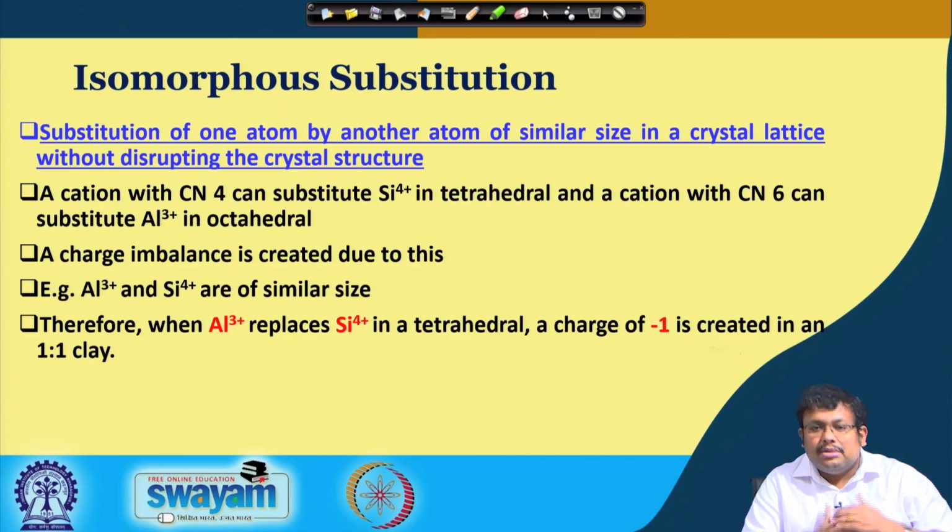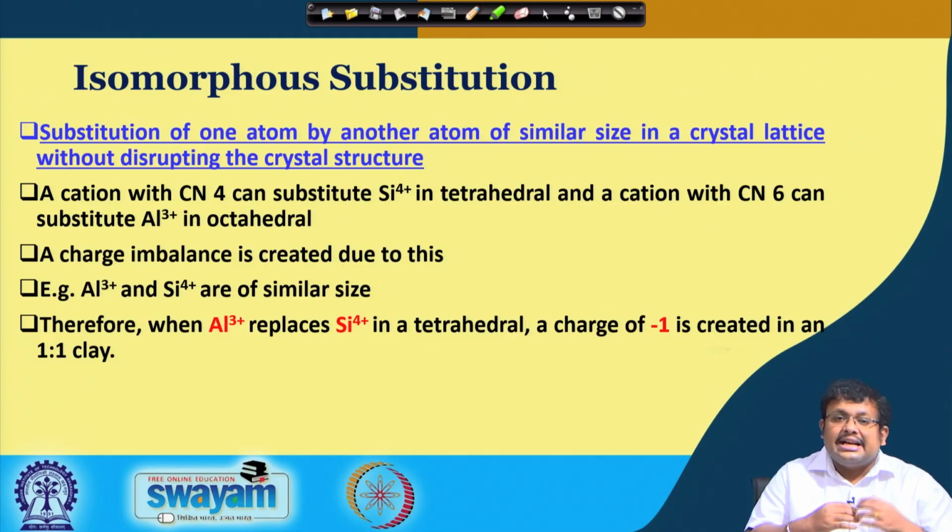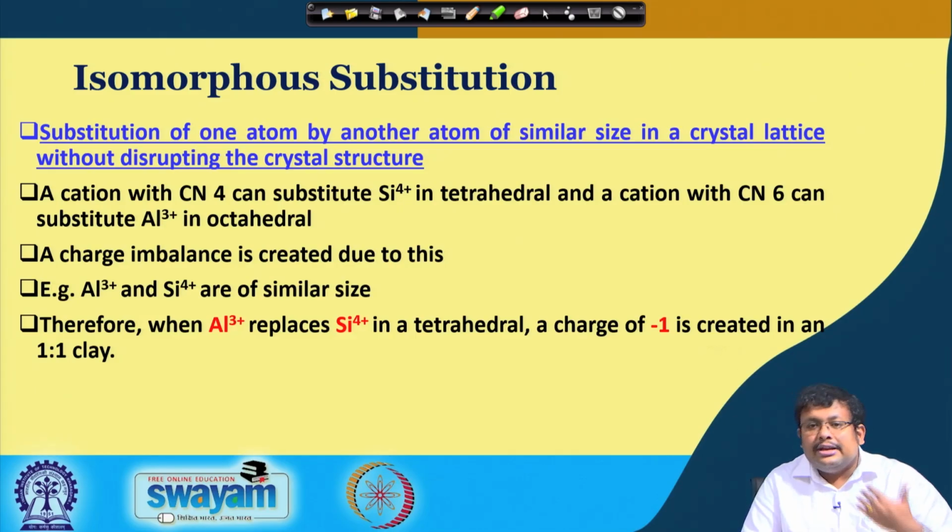and this charge is also known as the permanent charge, because this is a feature of its crystalline structure. It is not variable. So, that is why this charge which is developed due to its structural arrangement or isomorphous substitution is known as a permanent charge. So, when aluminum replaces silica in a tetrahedral sheet or tetrahedral coordination, a charge of -1 is created in a 1:1 type of clay. Obviously, silica is 4 valence, aluminum is 3 valence. So, when they are replacing each other, there will be one negative charge generation.